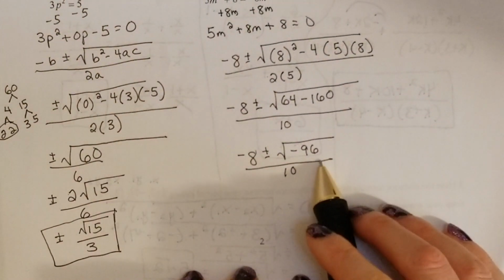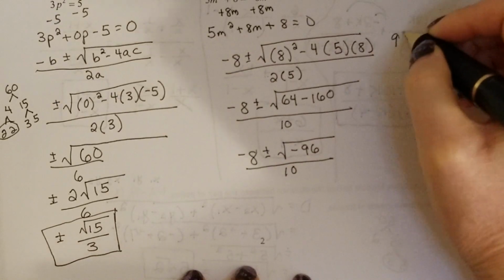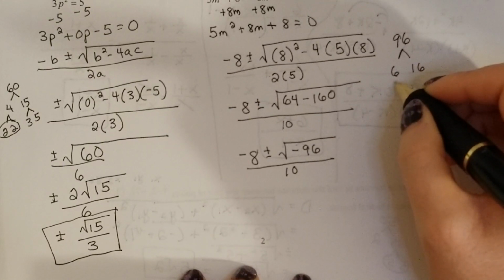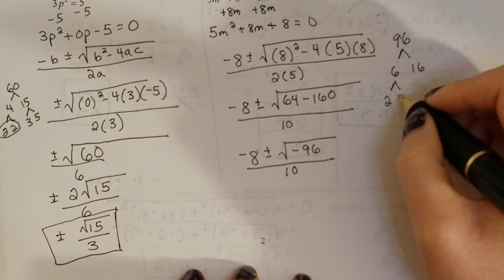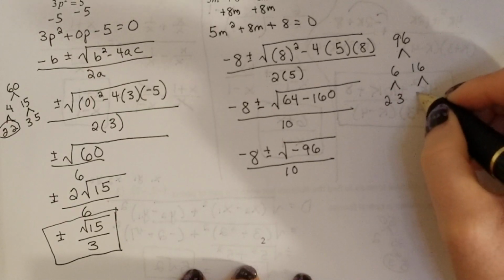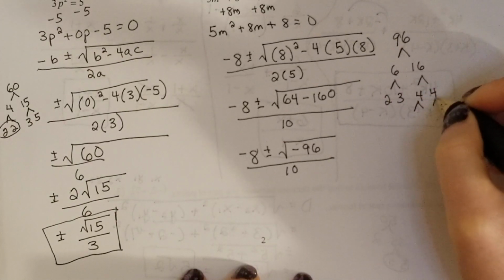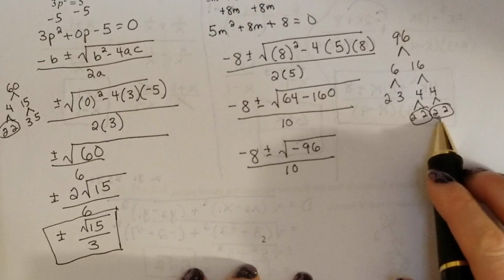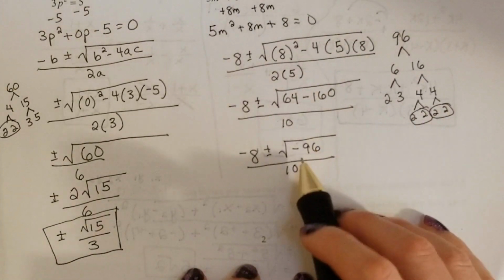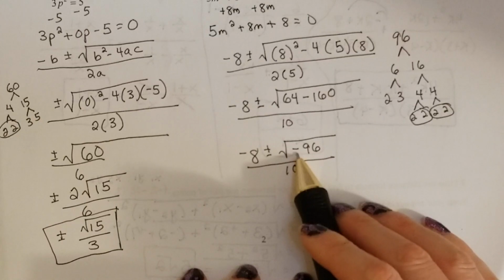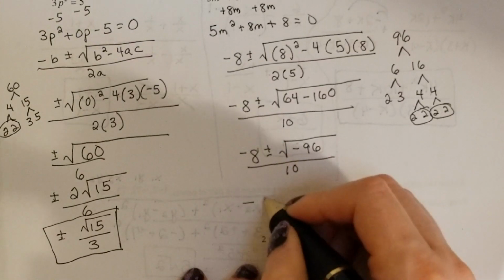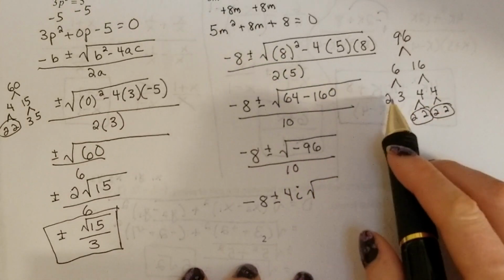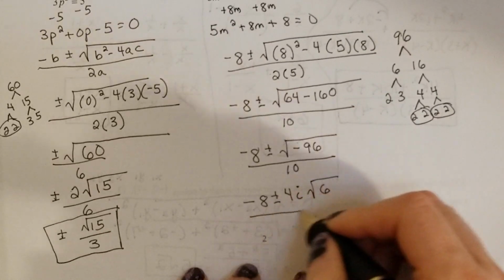Okay, I would break down your 96. So that would be 6 and 16. So 6 breaks down as 2 and 3. 16 breaks down as 4 and 4. And those break down with your 2's. So 2 times 2 would be 4, so that would come on the outside. Plus you have a negative, because you have a negative under the square root, that would be an i. So negative 8 plus or minus 4i square root, and 2 times your 3 would be your 6, all over 10.